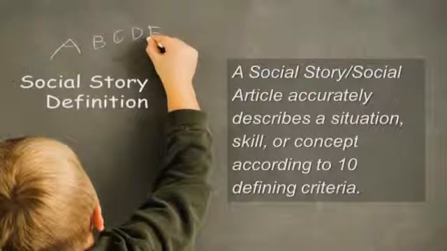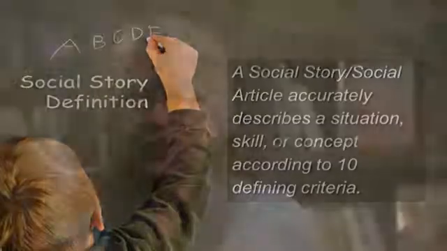The short definition of a social story states that a social story accurately describes a situation, skill, or concept according to 10 defining criteria. These criteria define the characteristics of every social story, as well as the process that is used to research, write, and implement it.